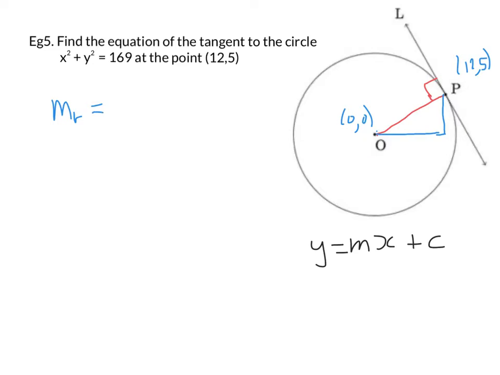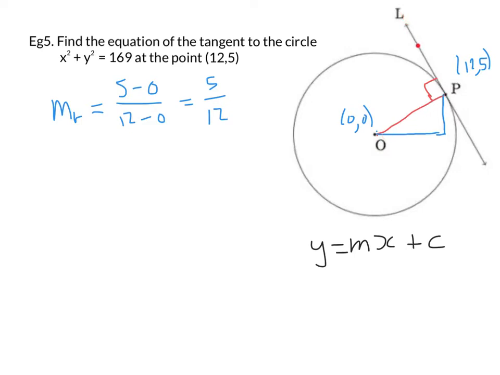it's going to be the change in the y value, so how high up it goes, the rise, which would be 5 take away 0, divided by the run, the change in x, how far across it goes, which is from 0 to 12, so 12 take away 0. So the gradient of the radius is 5/12.